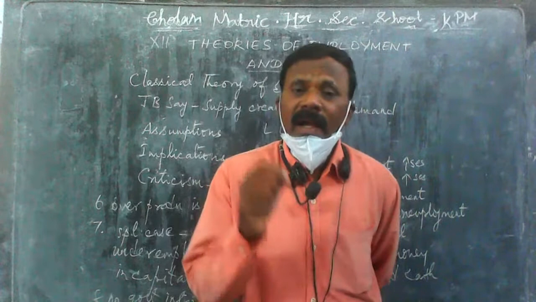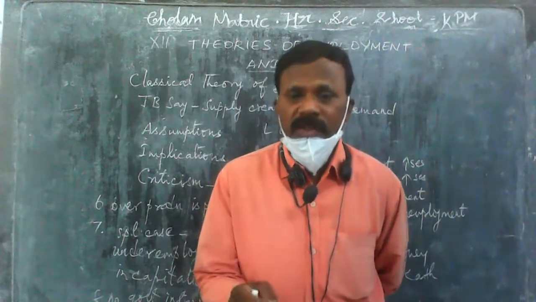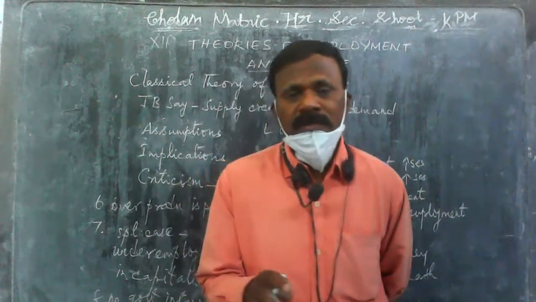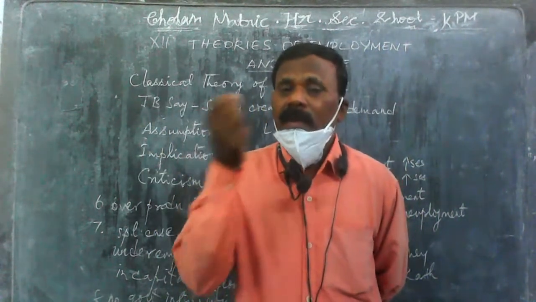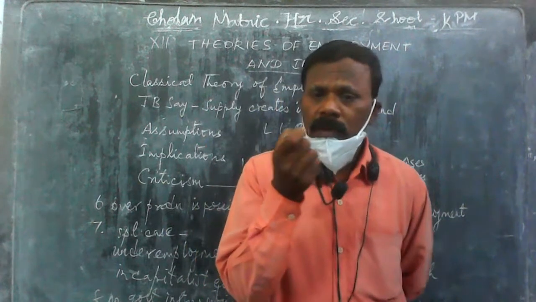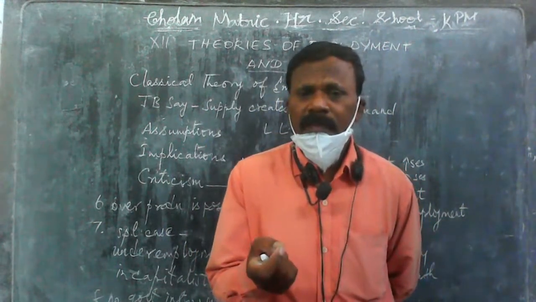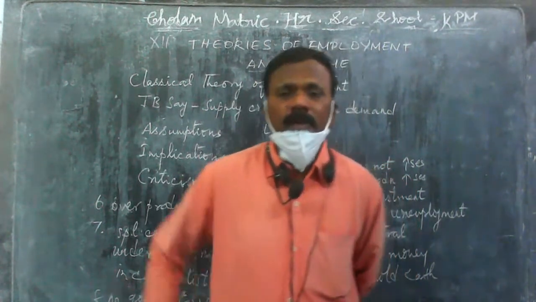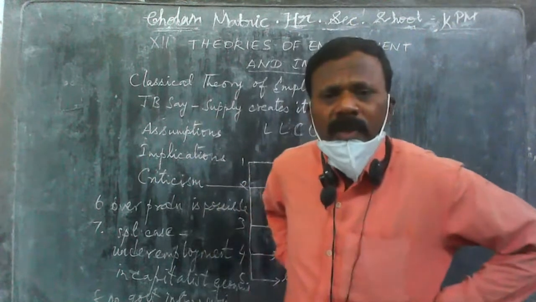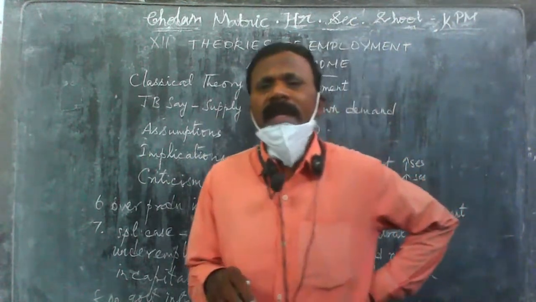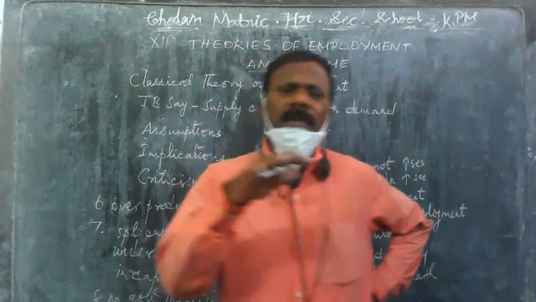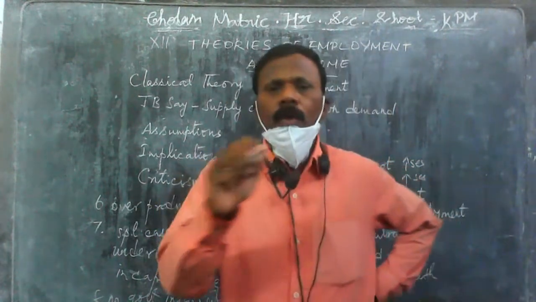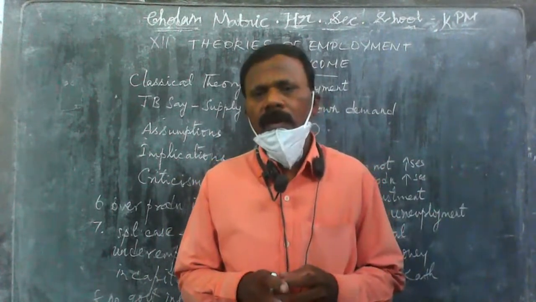Then money acts as a medium of exchange. There is no need for government intervention. And the rate of interest brings the equality between saving and investment. So these are the important assumptions of Say's law. Now, as far as implications are concerned, the first is there is no possibility for overproduction or unemployment.